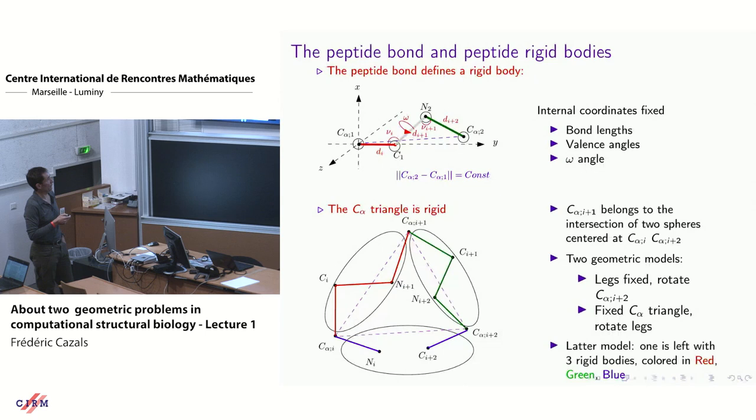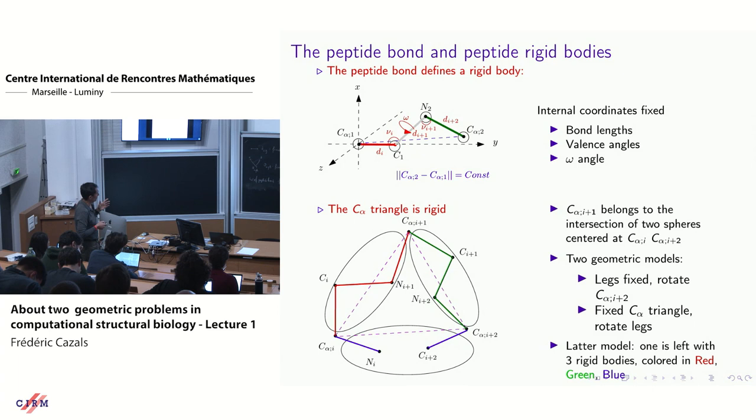So now we are going to consider our tripeptide. Here I've changed the coloring conventions. Previously, I was using one color for one amino acid. Here the coloring is different. In order not to use too many colors, I'll still be using the blue, the green, the red, and the green. And the three colors are meant to code rigid bodies.